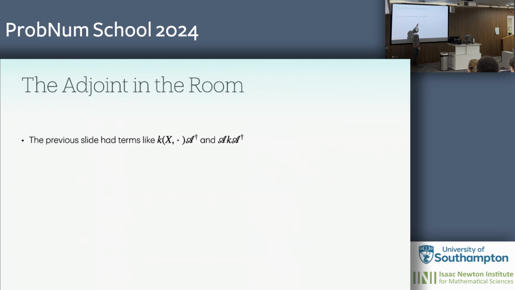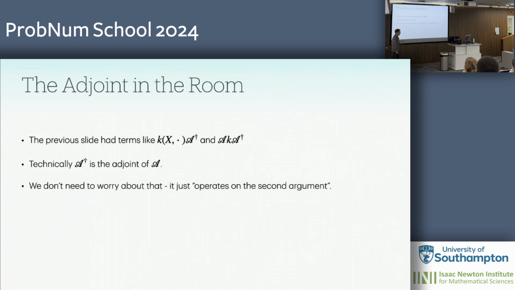The point is that these look like something that we might not be able to realize because we've got these A daggers here. So technically, these A daggers are adjoints. But again, we don't need to worry about this in the context of probabilistic numerics, because although sometimes it's helpful to think of these in terms of adjoints applied to covariance operators, in terms of a practical implementation, these are just the operator calligraphic A, but applied to the second argument of the kernel instead of the first.